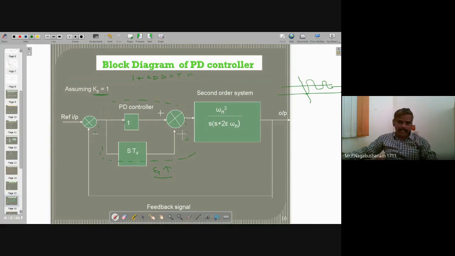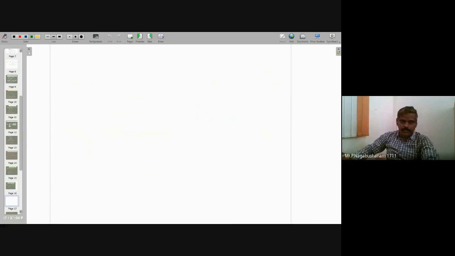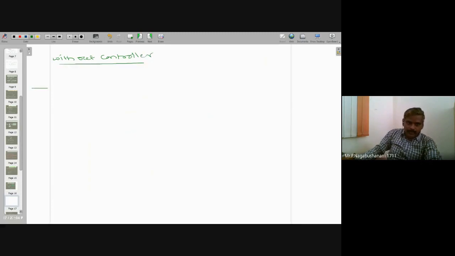This is the PD controller. So if you remove this one, this is called general standard second order system. Let me introduce one page. Now we'll start with controller, without controller. With controller, without controller. Let me start first without controller. How we are going to increase the zeta, we will see by comparing these two.